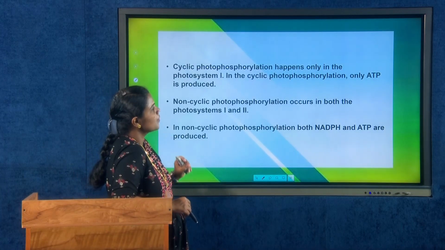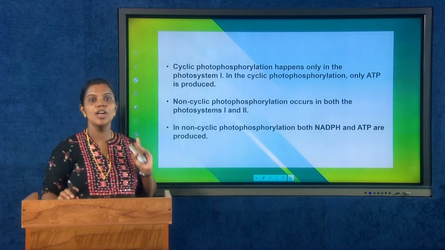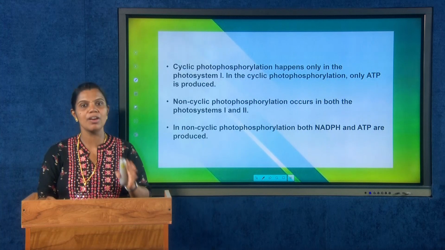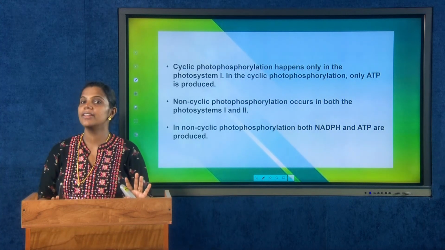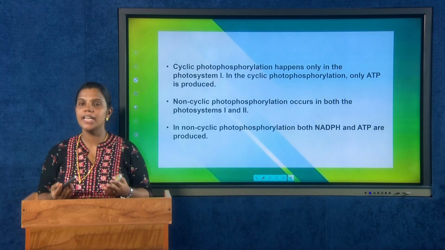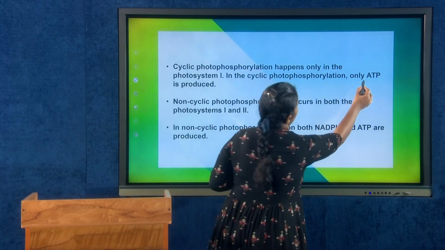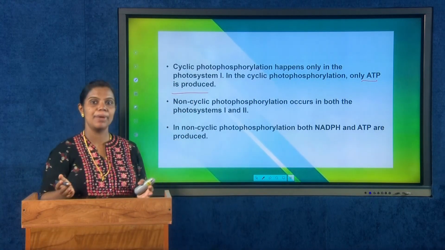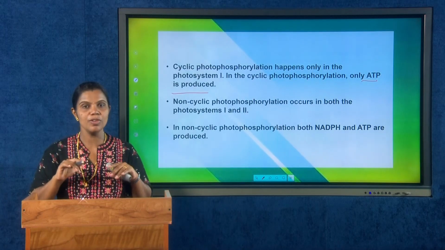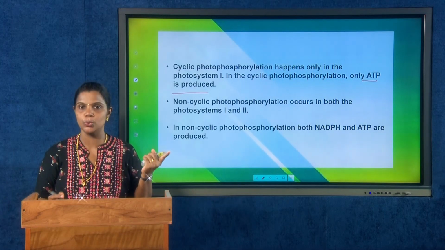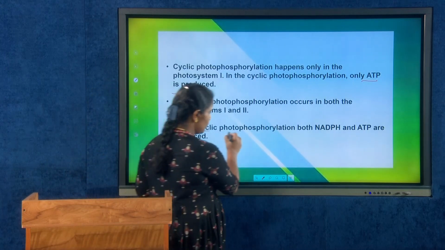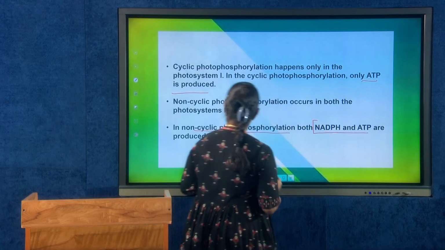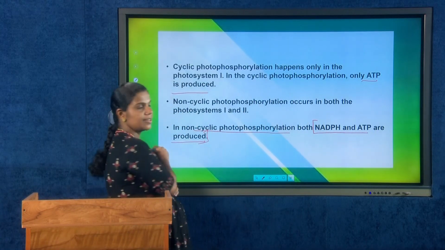The cyclic photophosphorylation happens only in photosystem 1. In the cyclic phosphorylation which occurs in the lower organisms, the only product that is produced is ATP. In non-cyclic photophosphorylation that occurs in higher plants, both photosystem 1 and photosystem 2 are involved. In non-cyclic photophosphorylation, we have 2 products, that is both NADPH and ATP are produced.